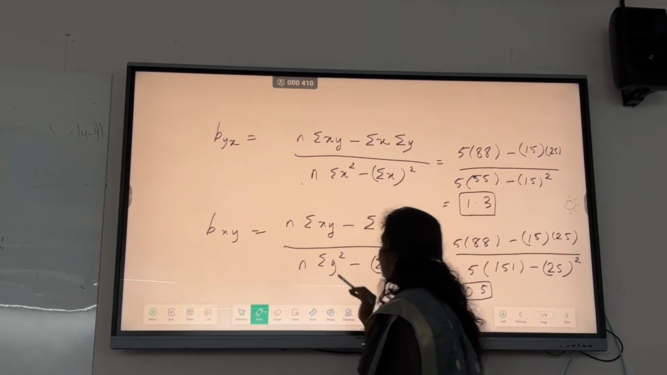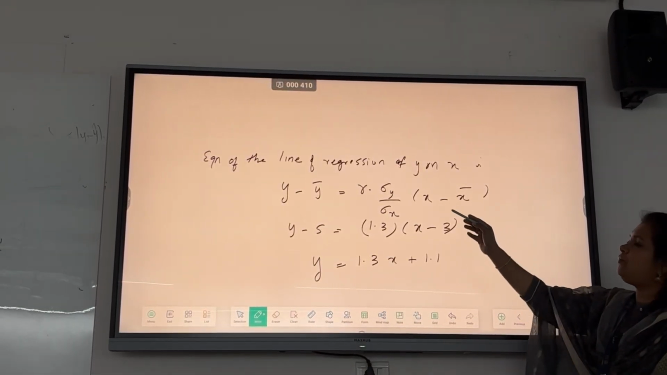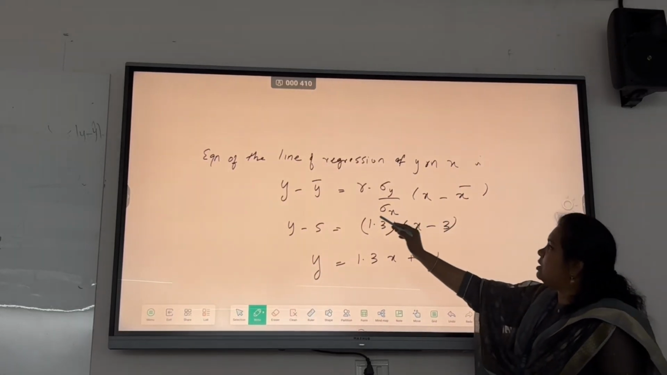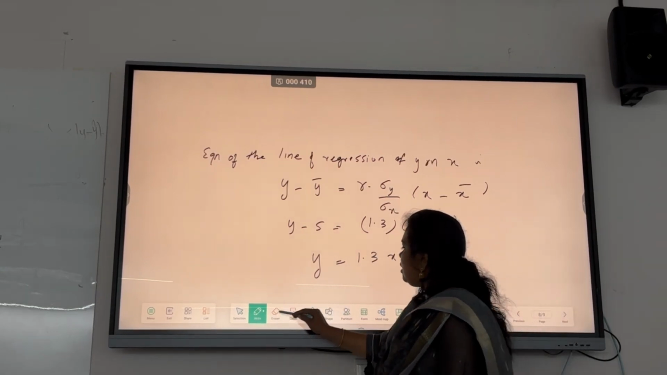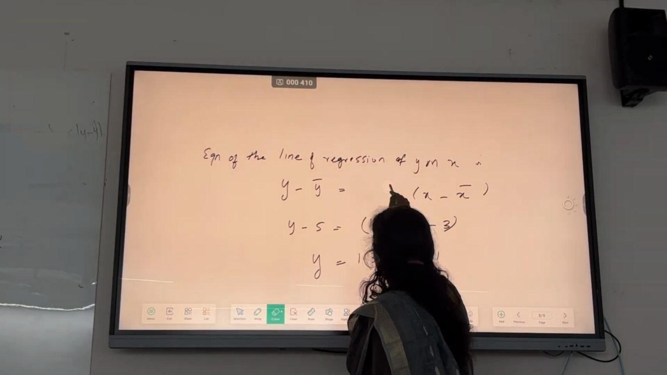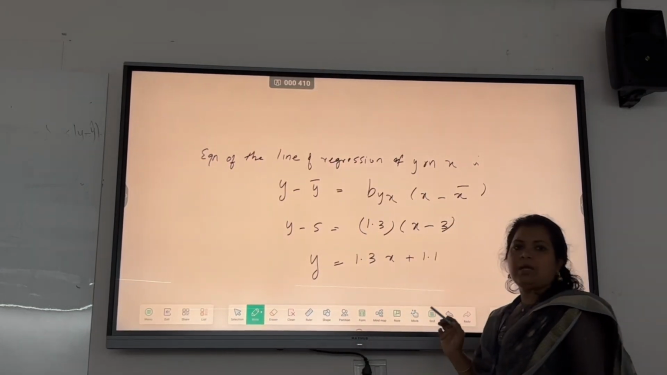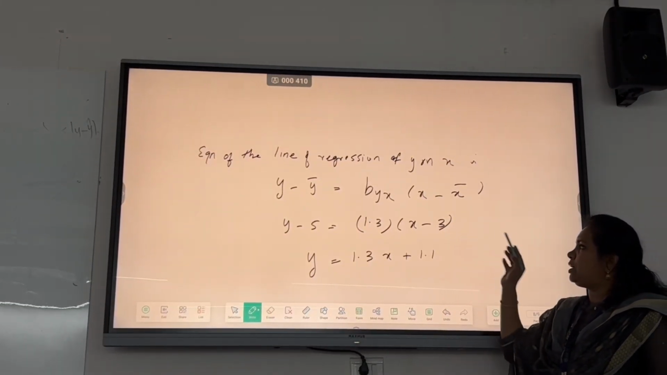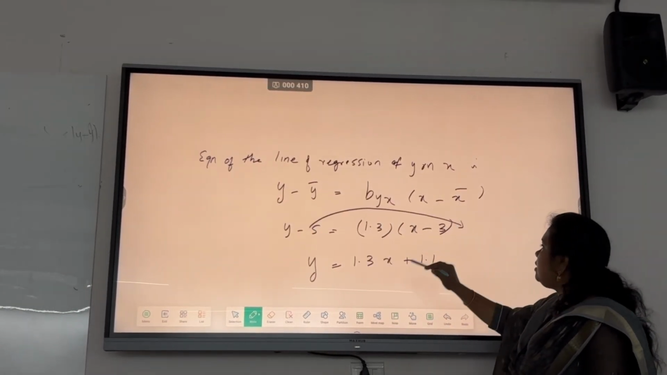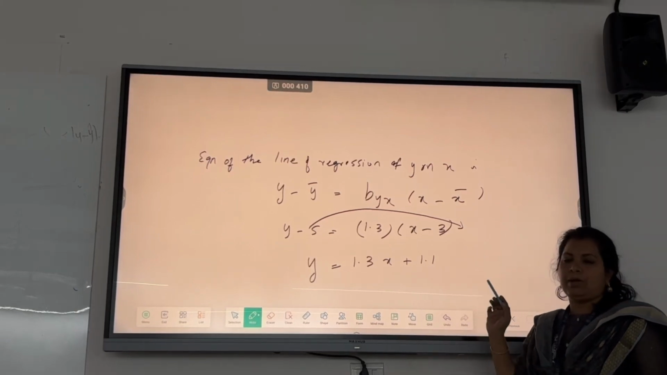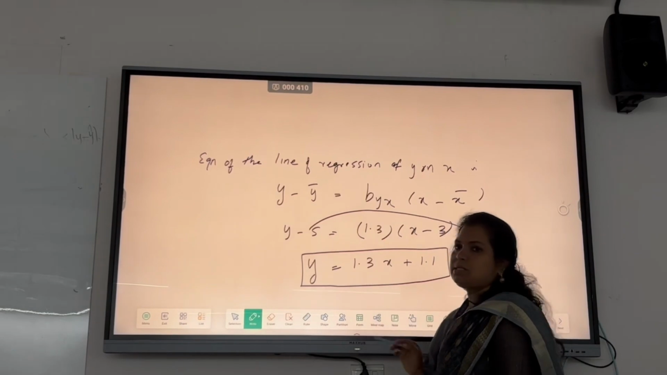After calculating this, we can go to the next one, the line of regression of y on x, which is y minus y bar equal to r into. So instead of this, you can write byx also. Byx into x minus x bar, 1.3 into x minus 3, multiply the terms, bring the minus 5 to this side, you get the value to be 1.1. So this is the equation of line y on x.